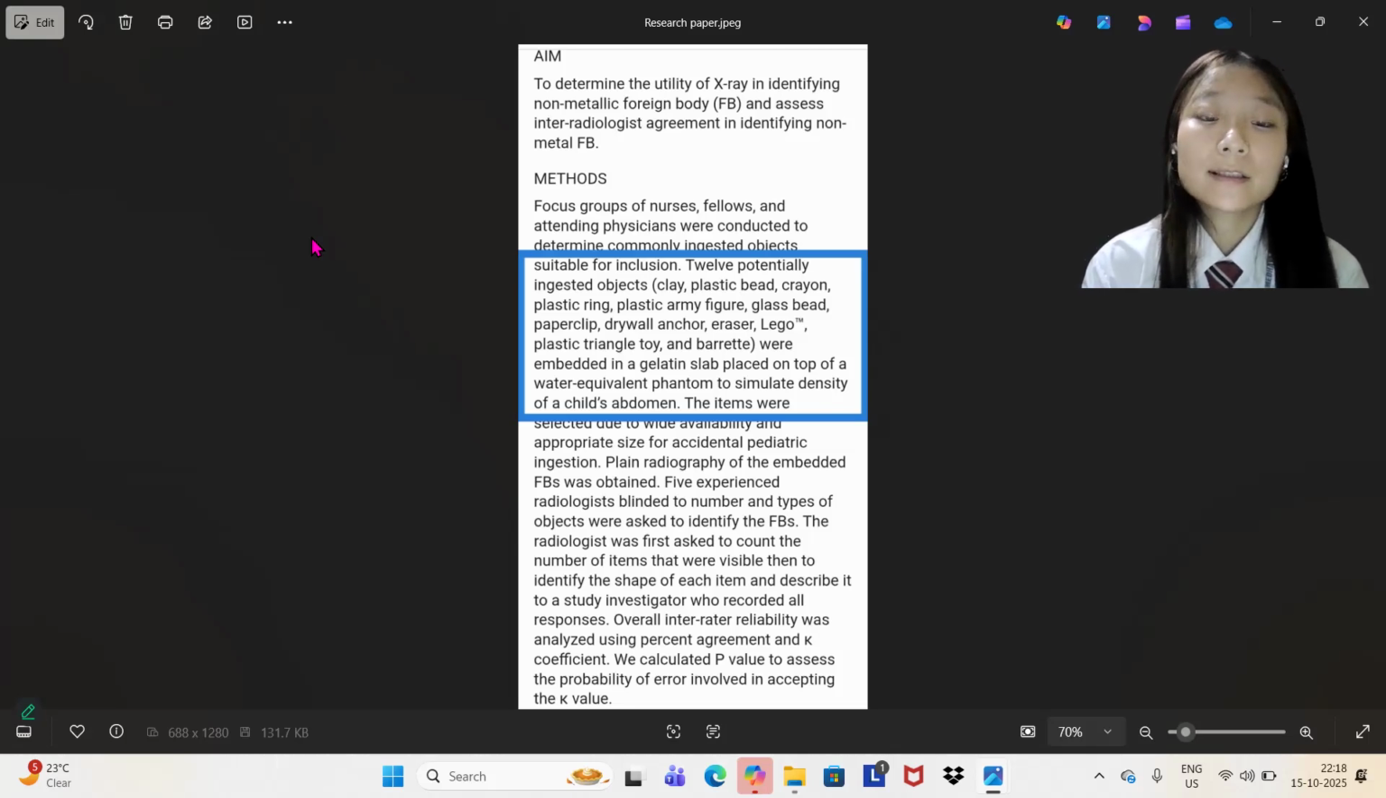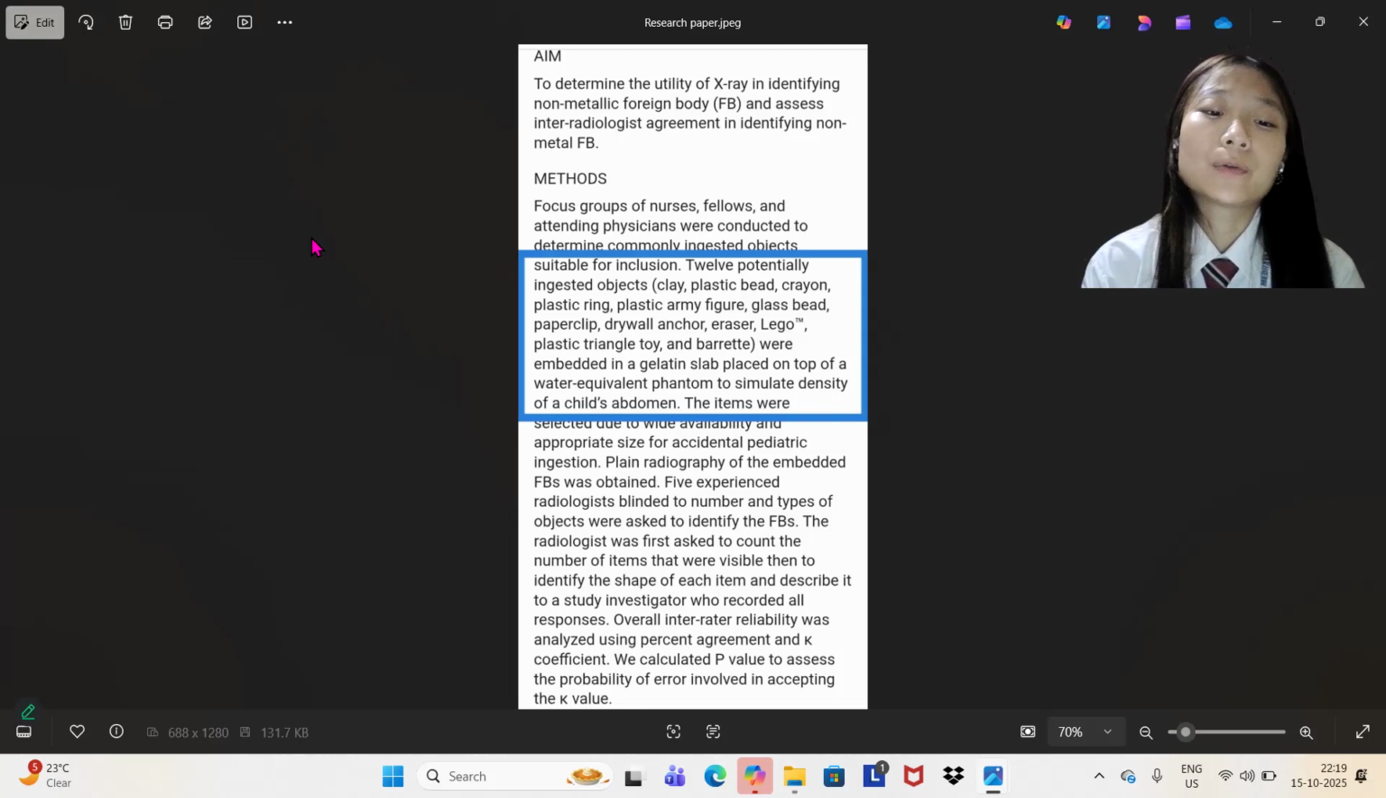X-rays were then taken, and five experienced radiologists who did not know how many or which objects were included were asked to identify them based on the images.